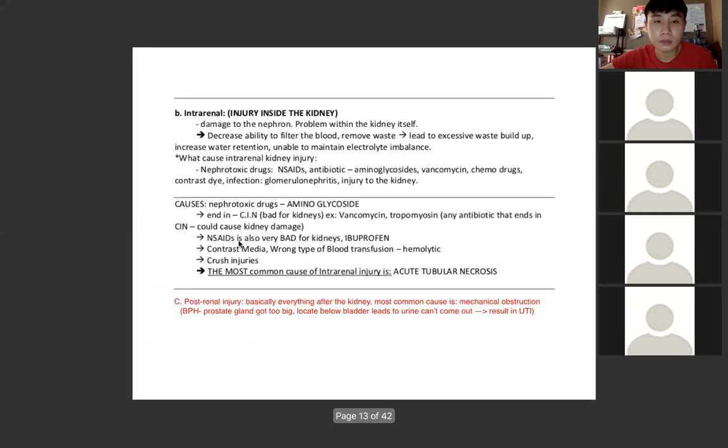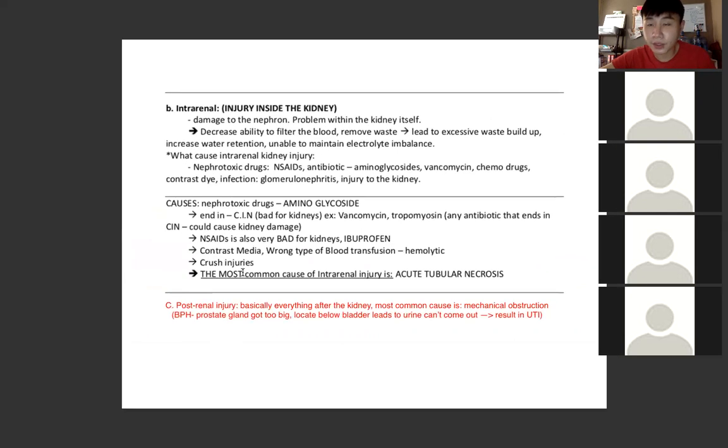So C is post-renal injury. The name can kind of tell us that it's after the kidney, so basically everything after the kidney. The most common cause is mechanical obstruction.